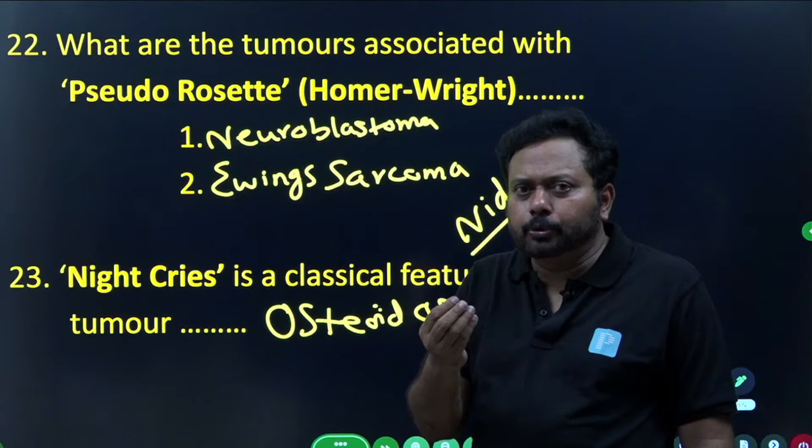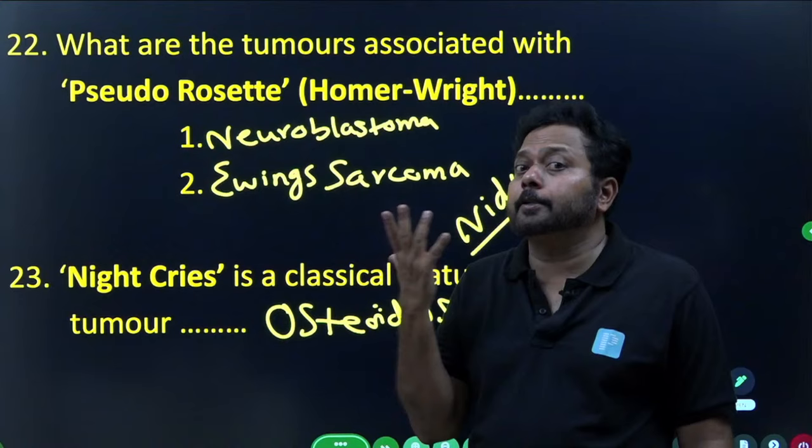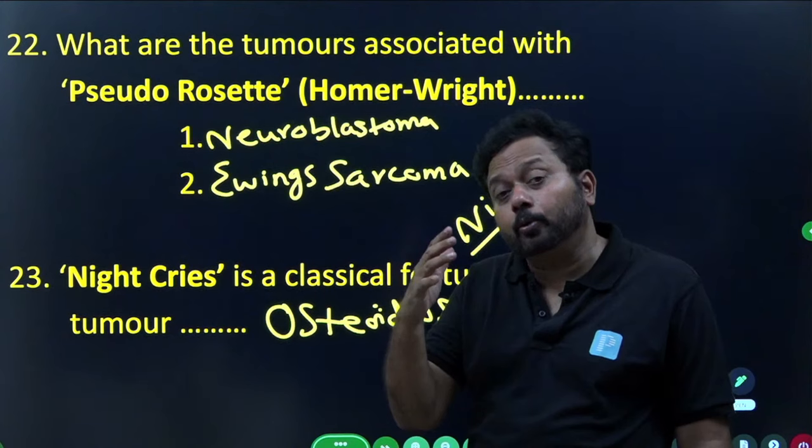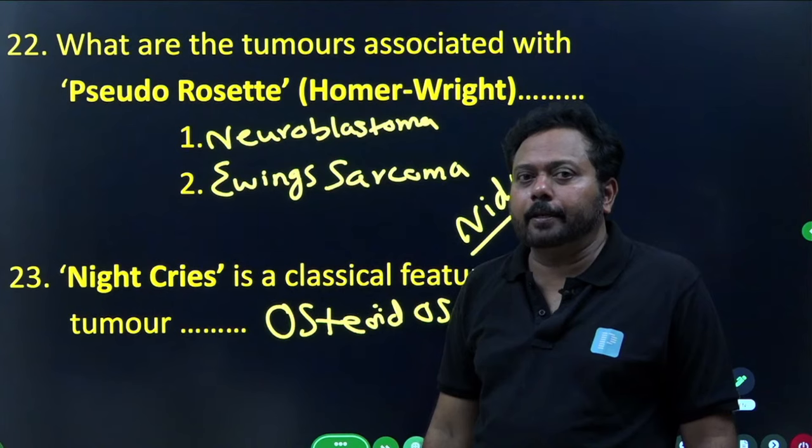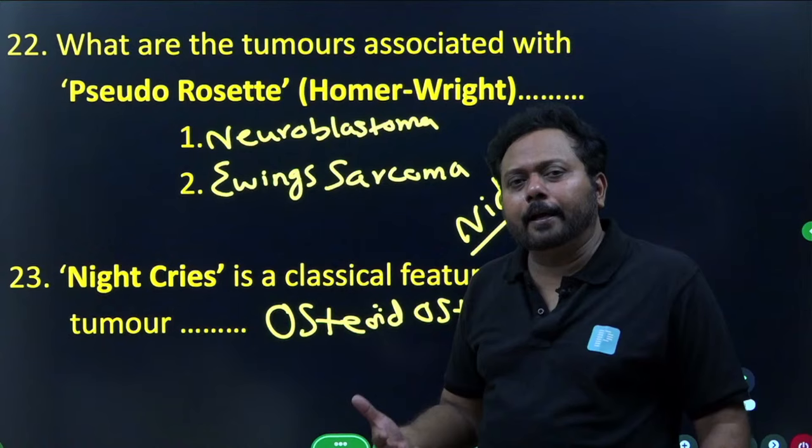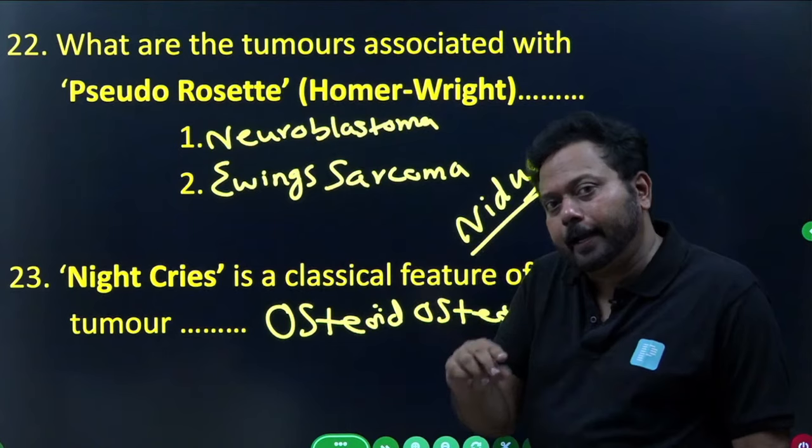Nidus releases prostaglandins. Prostaglandins, pain substance, you know. Especially during early morning hours, midnight, 2 a.m., 3 a.m., it releases a lot of prostaglandins, causing severe pain which will disturb the patient. He will get up from the bed and start wincing in pain. That is called night cries. This is the mechanism of night cry in osteoid osteoma.